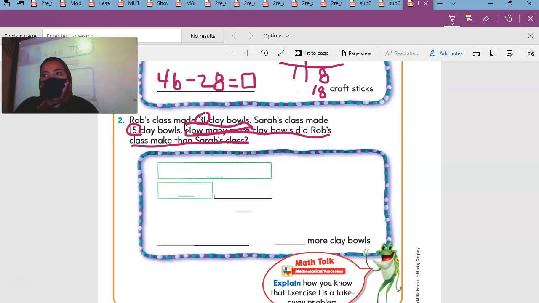Subtract, subtract. Right? That's what your siren should be saying. How many more means take away. How many more is bigger, smaller, difference.